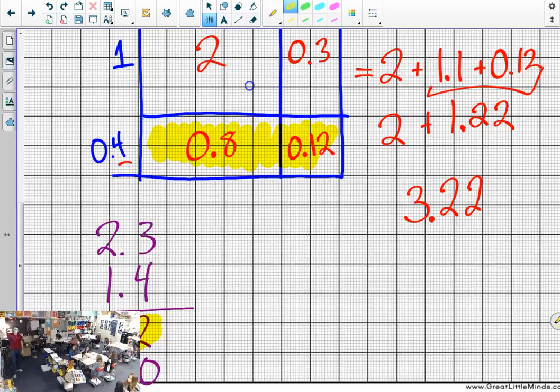Well, 8 tenths can also be written as 80 hundredths. 12 hundredths, 80 hundredths. What's 80 plus 12? 92 hundredths. 2 could also be written as 2.00 and 0.3. So keep going, Ella.